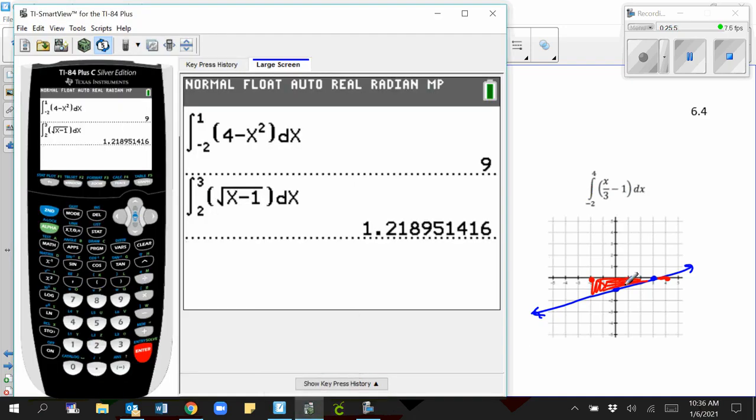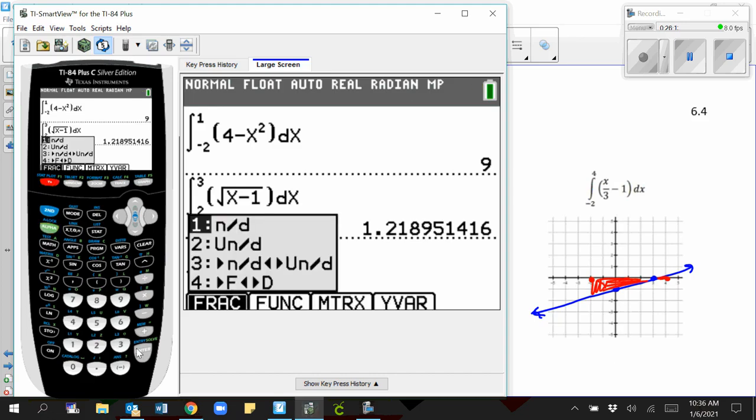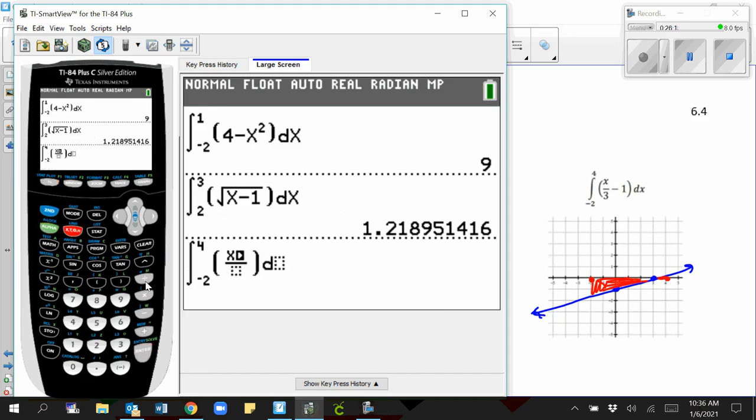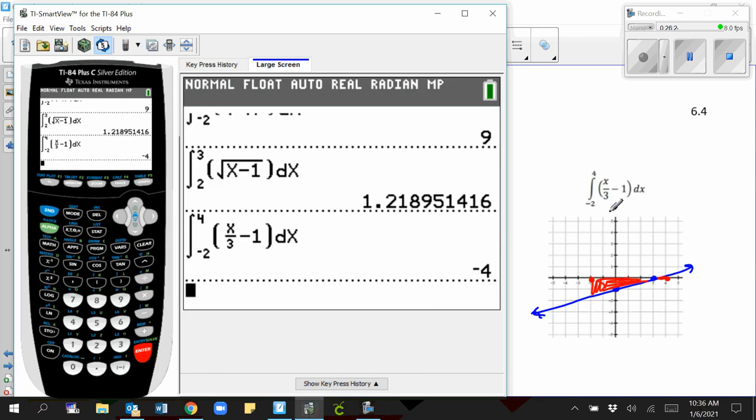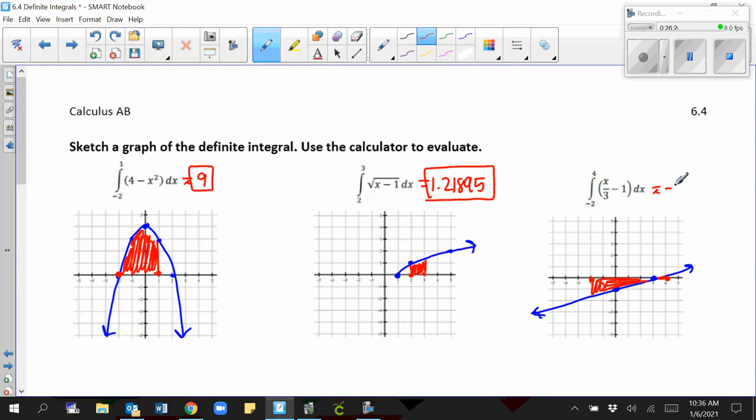We could do this one by hand. We could take our triangles and figure that one out. But we can also use our calculator. So let's do math, 9. We're going from -2 up to 4. And I'm going to hit alpha, y equals, enter to get my fraction x over 3 and then -1, put the dx on the end, and we get a -4. So our area there is -4.